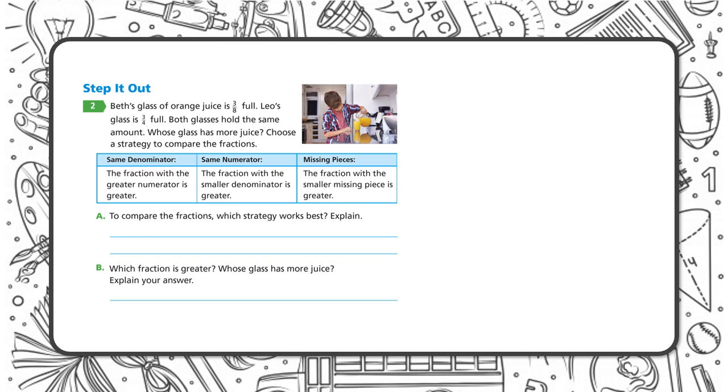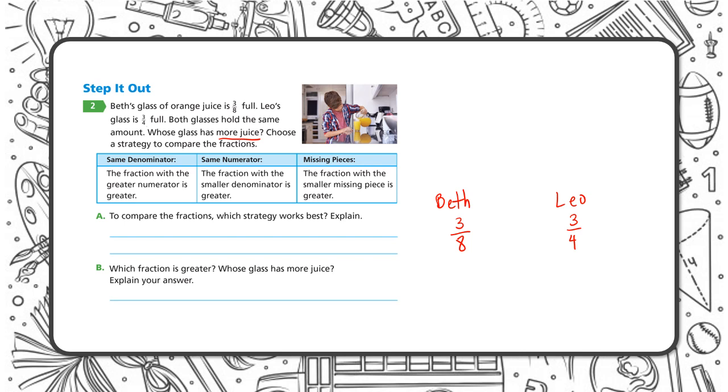So we have Beth, and her glass is 3/8 full. And we have Leo's, and his glass is 3/4 full. And we know that the glasses are the same size, or they hold the same amount of juice. Whose glass has more juice? Choose a strategy to compare the fractions. Well, let's look at our strategies.